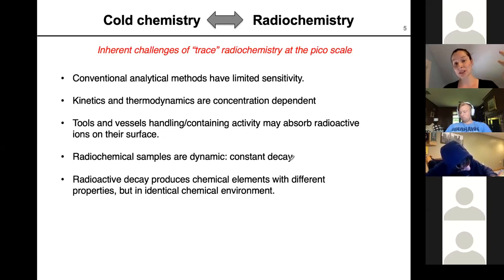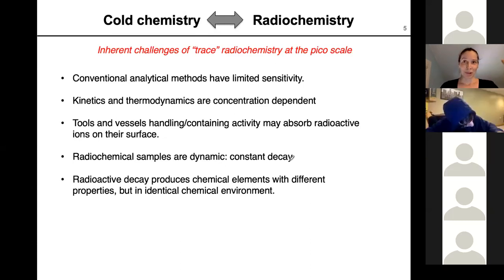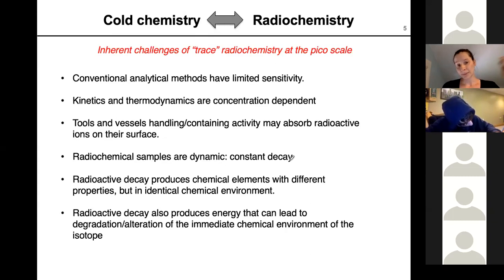Radioactive decay can produce chemical elements with different properties, but they live in the same chemical environment. So when you think about actinide decay, some of the actinides can exist in oxidation states in, for instance, aqueous solution that other actinides don't exist in because of electrochemical properties. This is something we need to think about, but it's also something we can take advantage of when we do purifications.